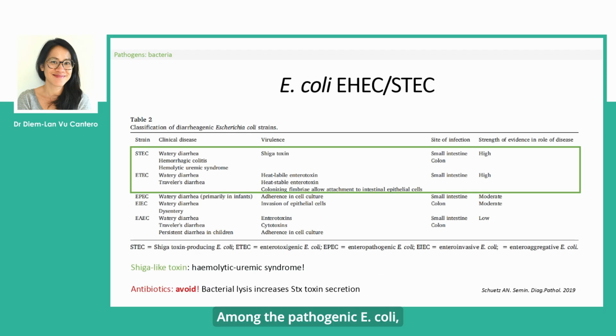Among the pathogenic E. coli, the enterohemorrhagic E. coli is the most frequent one identified during acute diarrhea. It carries a Shiga-like toxin that can induce hemolytic uremic syndrome. And in this case, antibiotics mustn't be prescribed because they can increase the secretion of this toxin.